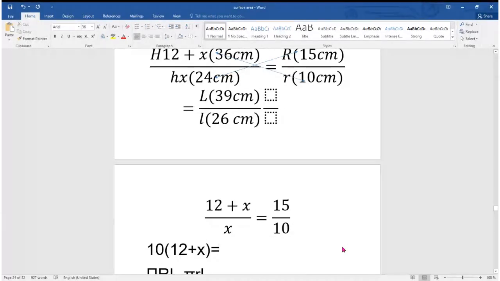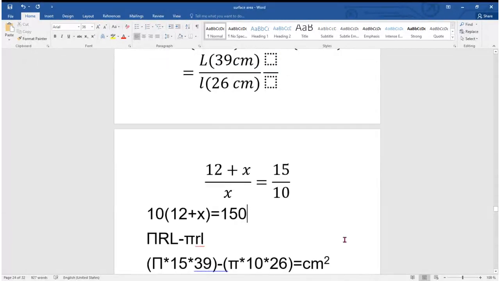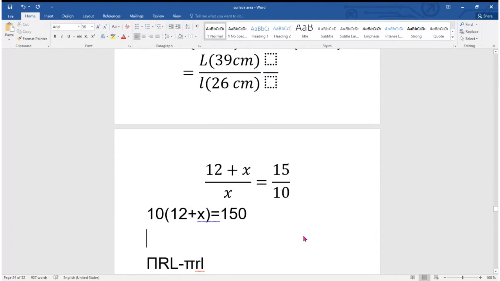I will come down here, and then you see this is 120 plus 10x. This is not 120x, this is 120 plus 10x is equal to 15x. Twelve times this one is 120, plus 10x, is equal to 15x.